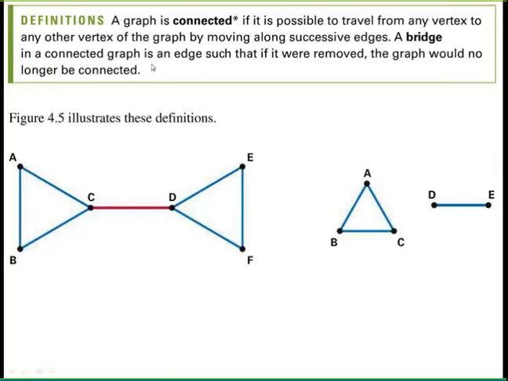A bridge in a connected graph is an edge such that if it were removed, the graph would no longer be connected. So notice these two triangles are connected by this bridge. And then here, this is separate. These are not connected shapes.